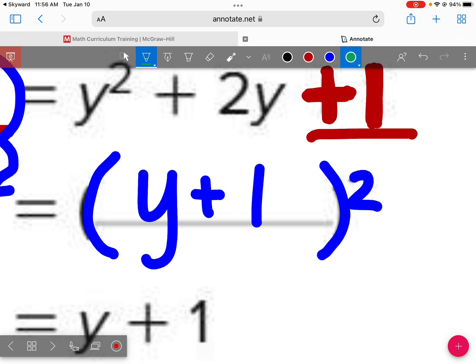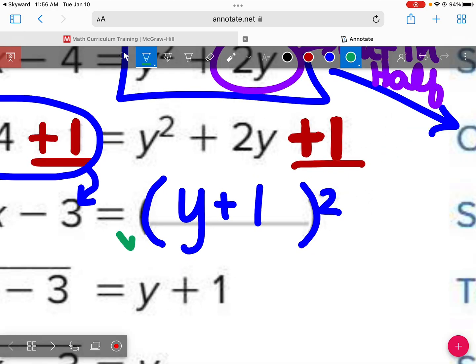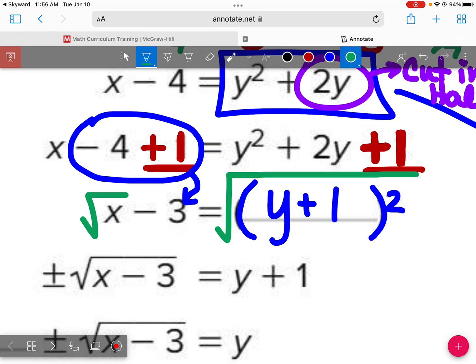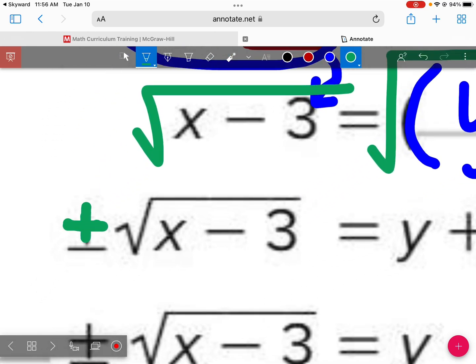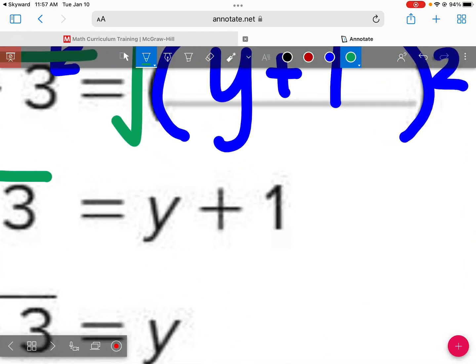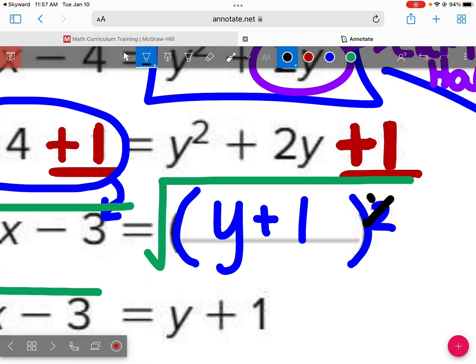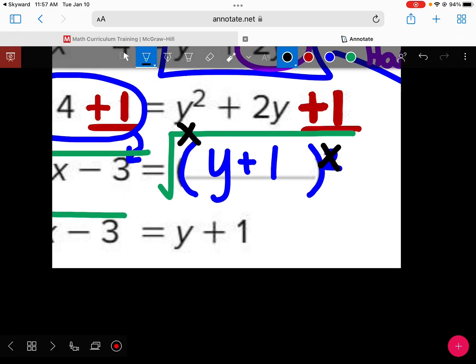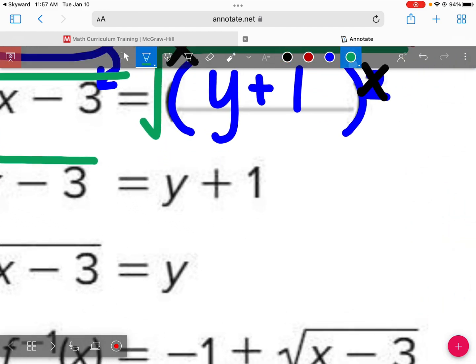How do I get rid of something that's been squared? Square root it. And if I do it to one side, I have to do it to the other side. When we take a square root of both sides, we get both the positive and the negative. So I have to put a plus or minus here. The squared and the square root cancel each other out. So I have just y plus 1 left.